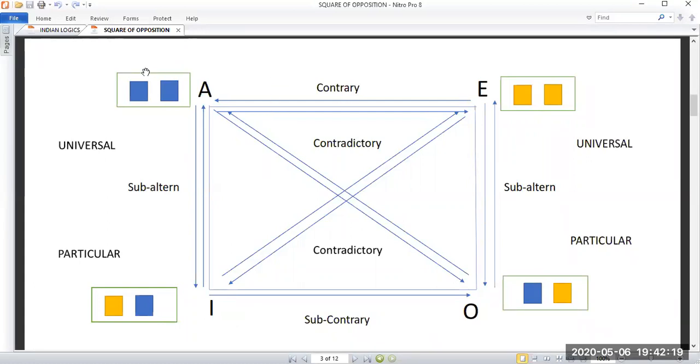So we'll see the example here. Two balls are blue. If it is true, what about O? O is at least one should not be blue. So both are contradictory. Are you getting me? Yes. So if you take this case, some are not blue. Some are not blue means at least one should not be blue.